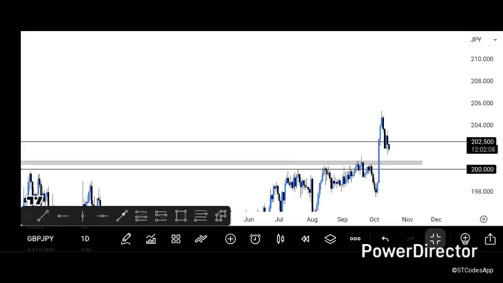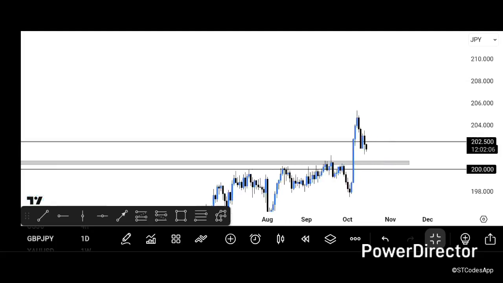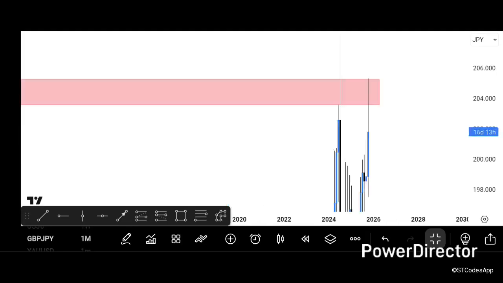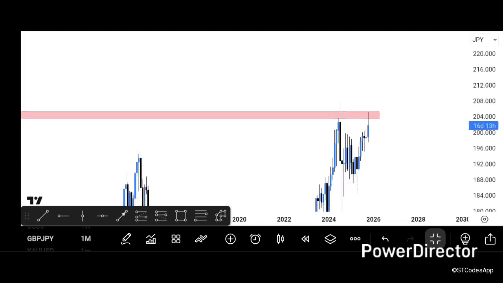So in this video we are going to be analyzing GJ, seeing where GJ is at and the possible price action that we could look forward to on GJ. So, going on the monthly time frame now.